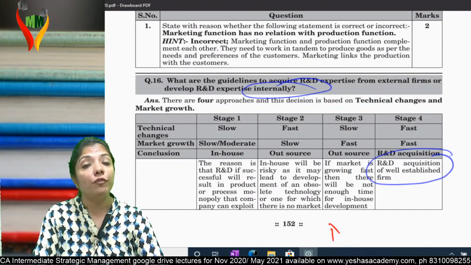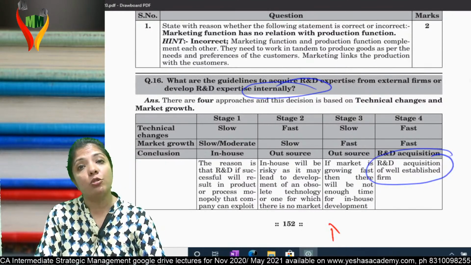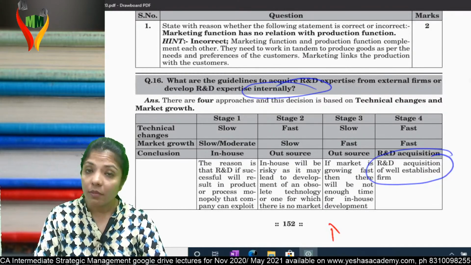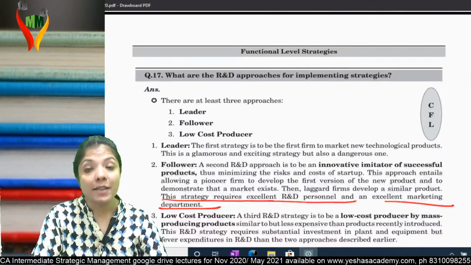So these are the two factors on which I'll be deciding whether to go for in-house or whether to go for outsource. Am I clear? Can I go ahead? Now I come to the next question.